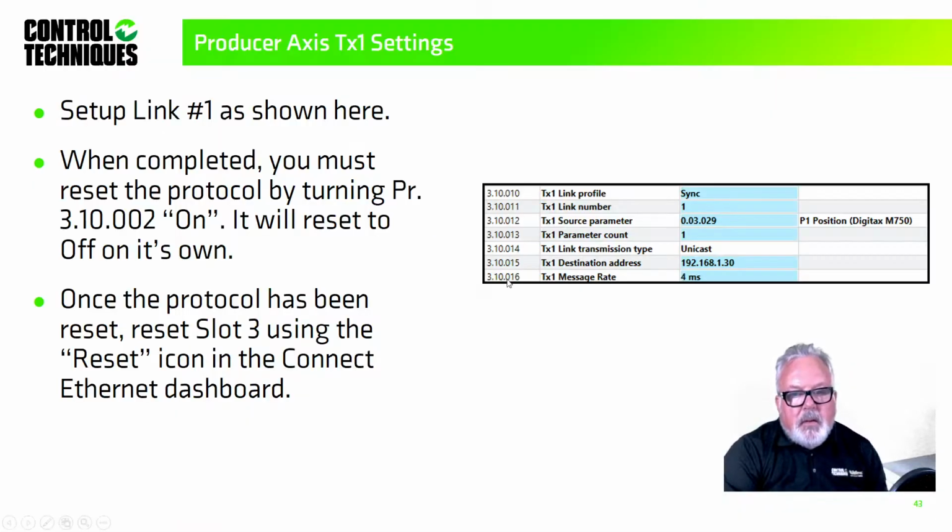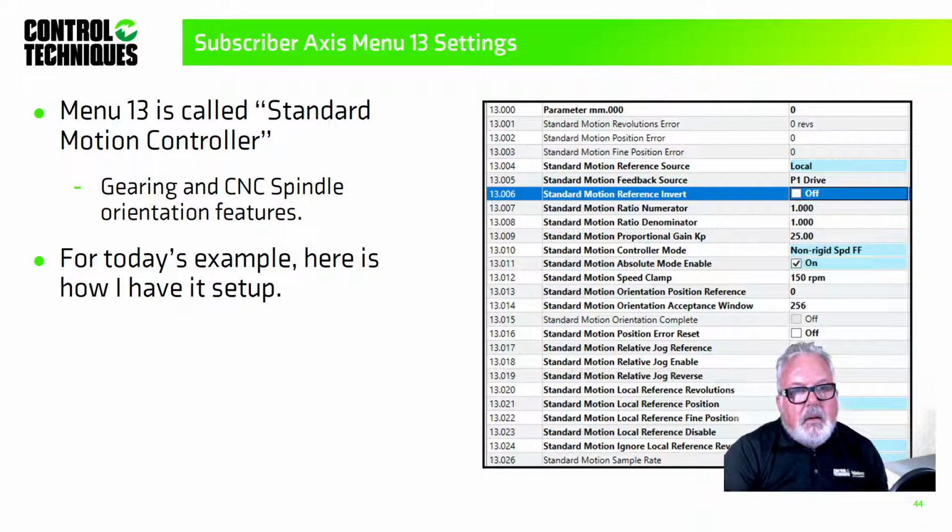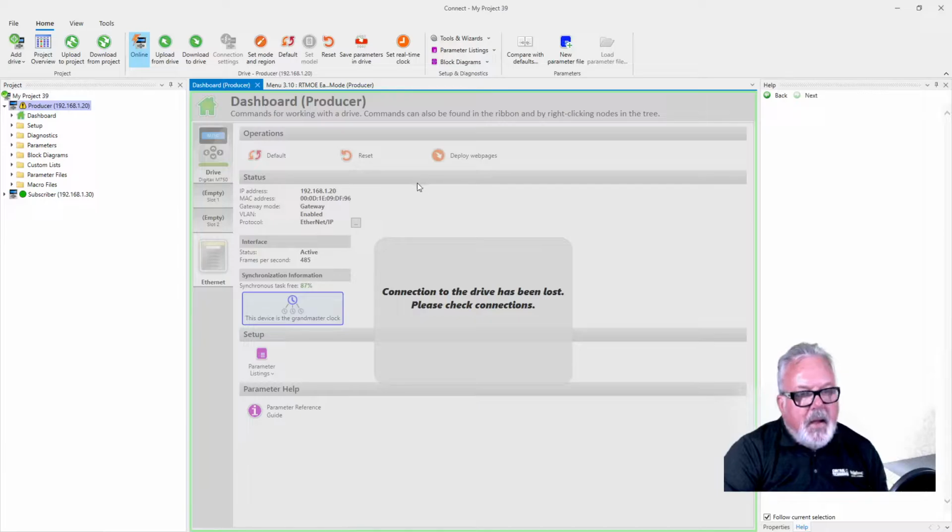But let's move along. So there is my transmit message. And that's all I need to do in the producer. So the rest of this now will be the subscriber axis. And I'm going to begin here by setting up the standard motion controller in the subscriber. So let's go look at that now.